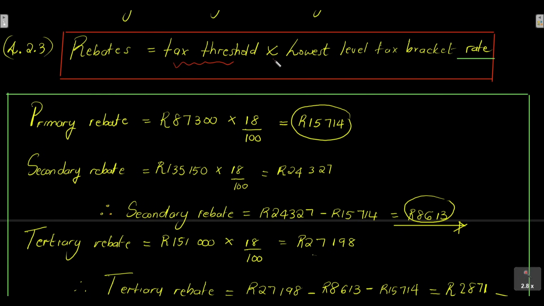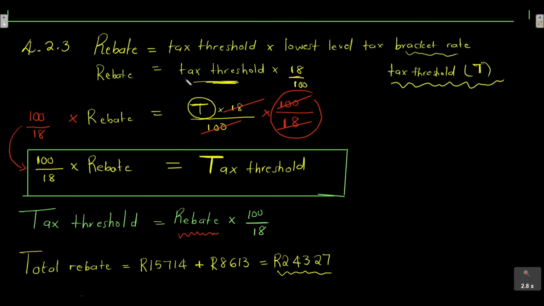I showed you that the rebate is equal to the tax threshold multiplied by the lowest level tax bracket rate. And the whole purpose of me introducing this equation to you guys was to show you how we can go about manipulating this equation, changing this equation, so that we have the tax threshold as the subject of the formula. So we manipulated this equation. We played around with this equation, and we were able to isolate the tax threshold.